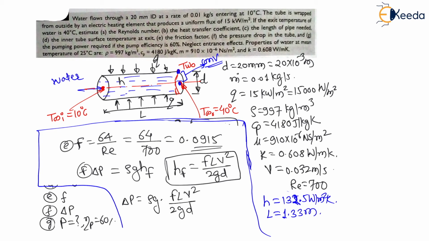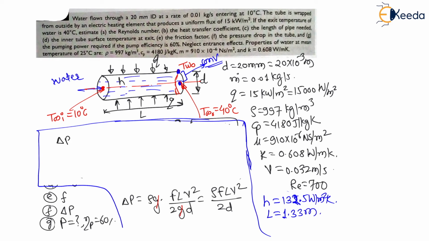Therefore, here this g will get cancelled, and the formula will become rho f L V square divided by 2D. So let us use this formula to find this pressure drop. Therefore, this pressure drop will be equal to rho f L V square divided by 2D.